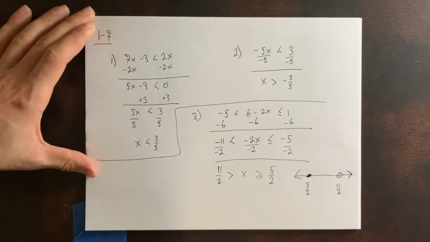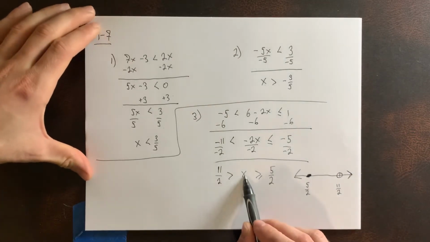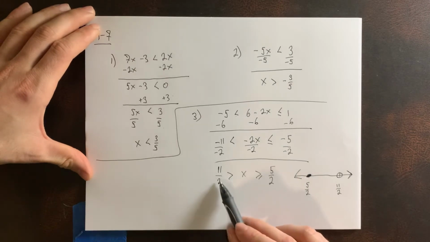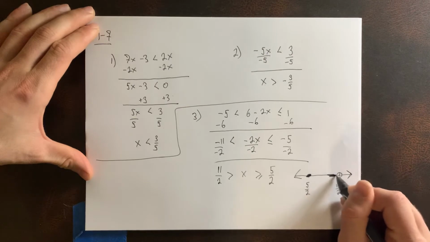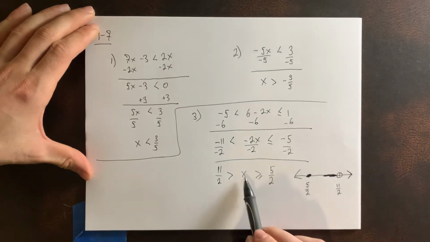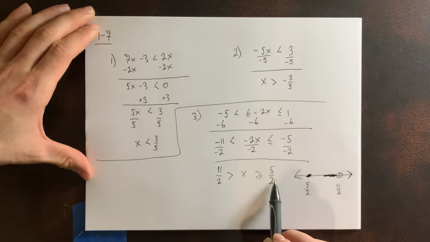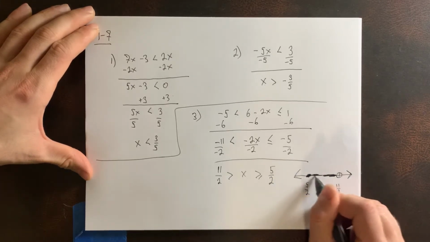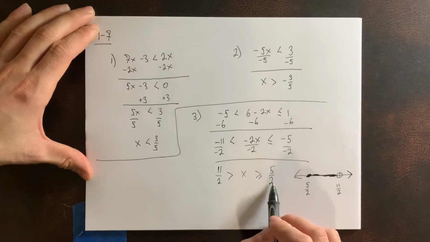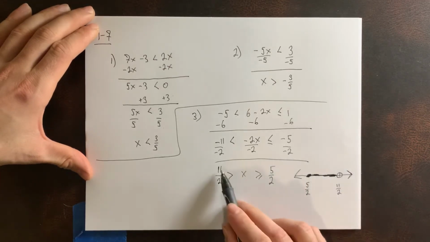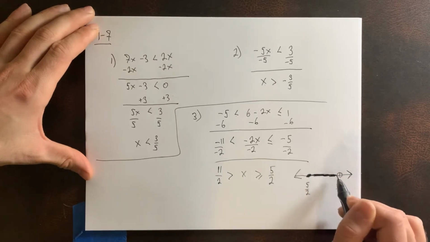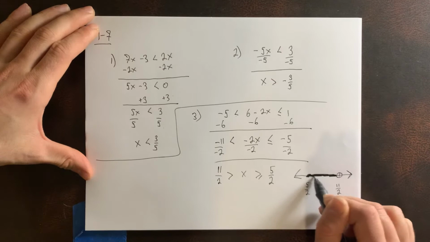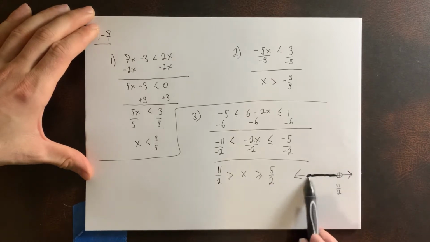So now we need to figure out where we are shading. Well, this is saying x is less than 11 over 2. Less than means the left, so we start shading to the left of 11 over 2. But at the same time, this is saying x is bigger than or equal to 5 over 2, and bigger than 5 over 2 means we shade to the right. So it's everything in between. This range right here, these are the numbers.